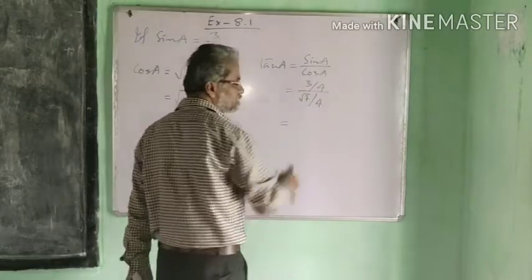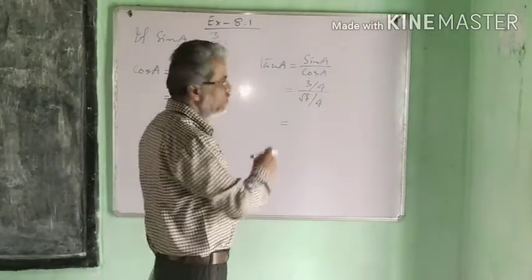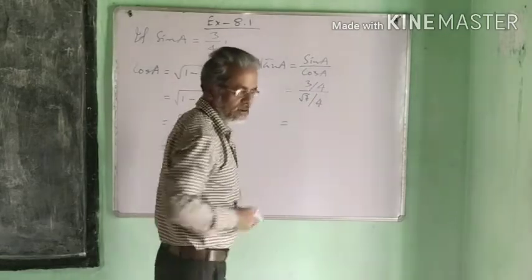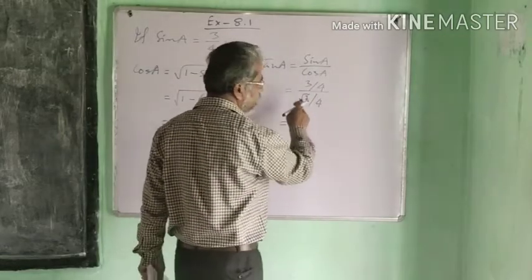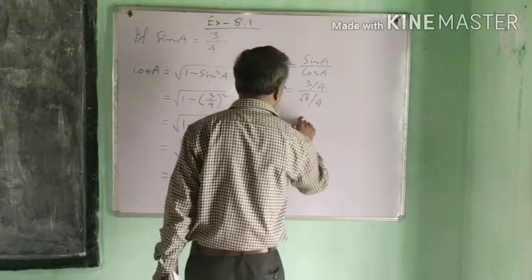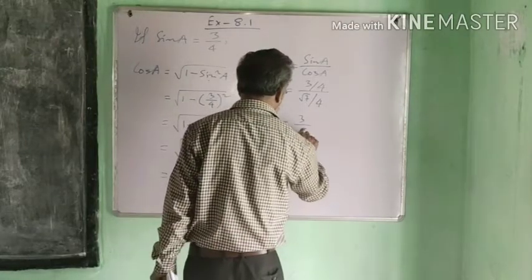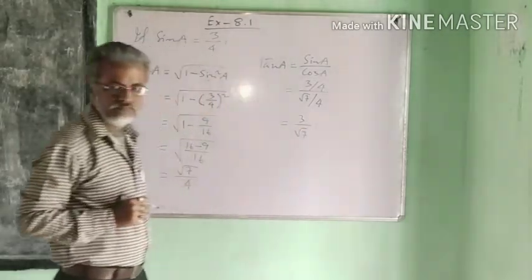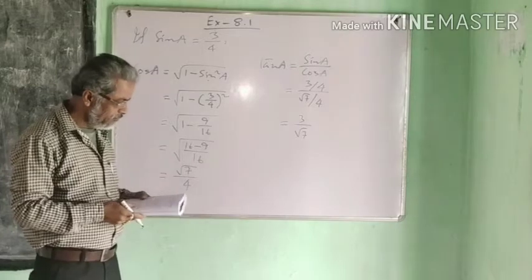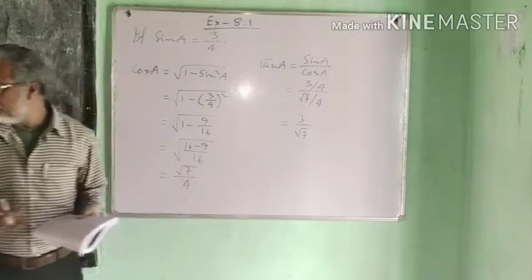Both the denominators are 4. So if we multiply, we get 3 by 4 into 4 by root 7. So 4 cancel. Ultimately we get 3 by root 7. So this was question number 3. Now we come to question number 4.